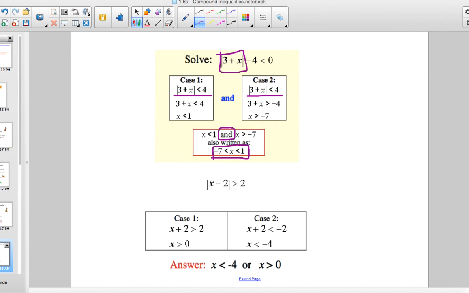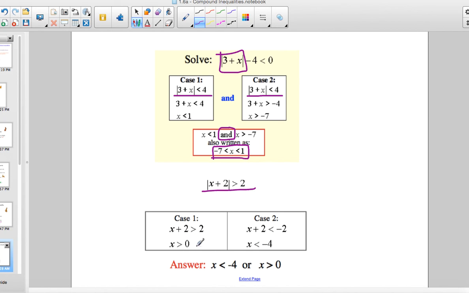There's a second example right here, right? You've got absolute value of x plus 2. So first case, ignore the bars and solve it. The second case, ignore the bars, but then flip the inequality and make it negative 2, right? And then you get negative 4. Again, you should be checking these answers.